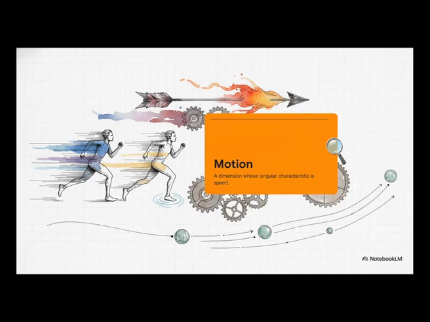And we're not just talking about motion as some byproduct of things moving around. We're talking about it as a foundational, baked-in property of reality. Motion is a unique dimension, and its singular defining characteristic is speed.